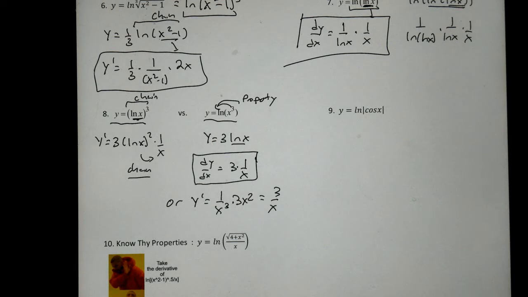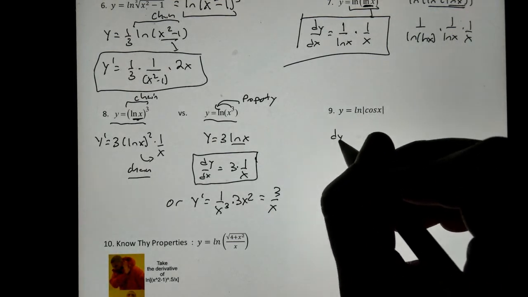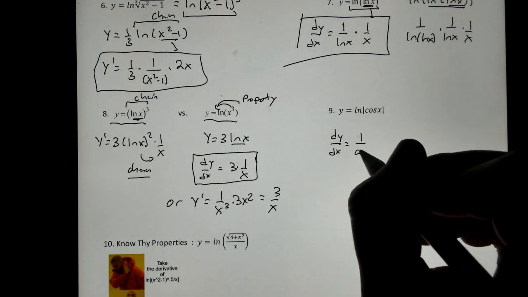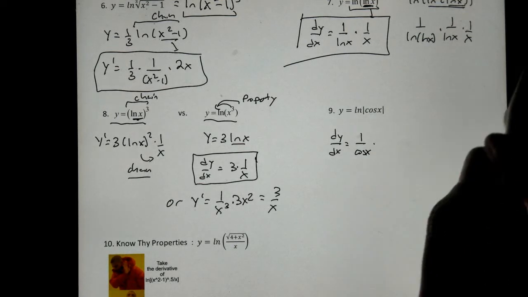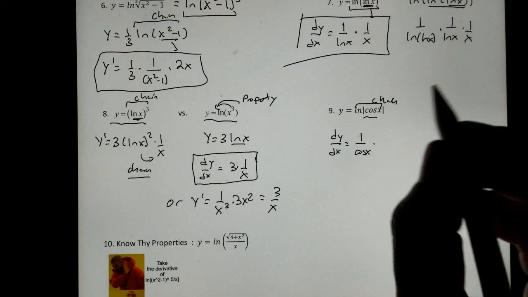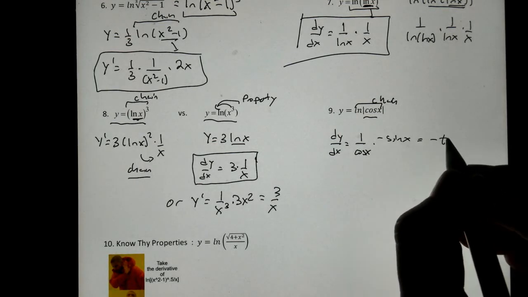Alright, let's get tricky with it. Let's take a look at the natural log of the cosine of x. If I want to find the derivative, dy dx, my rule says we get 1 over the cosine of x times, it's a chain rule, the derivative of the inside, which becomes negative sine of x, which is, of course, negative tangent of x.